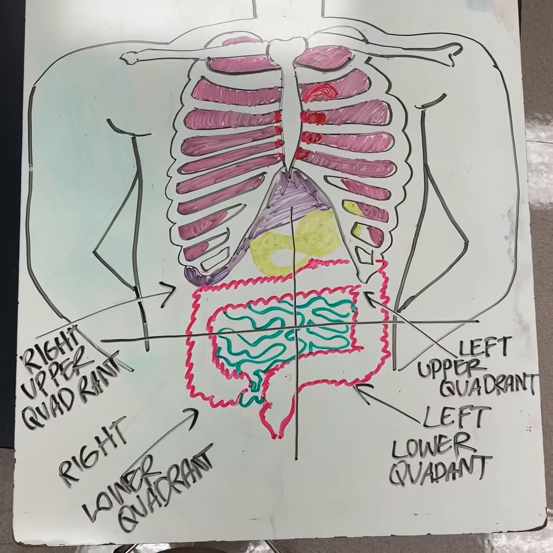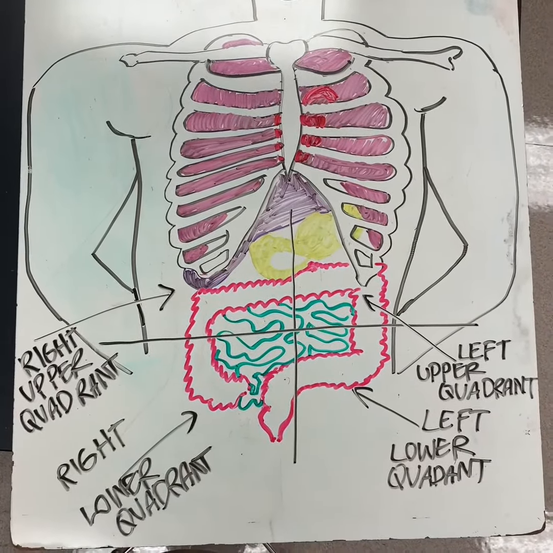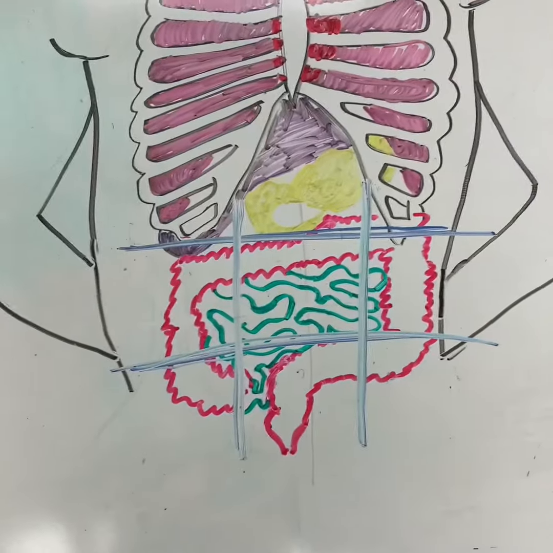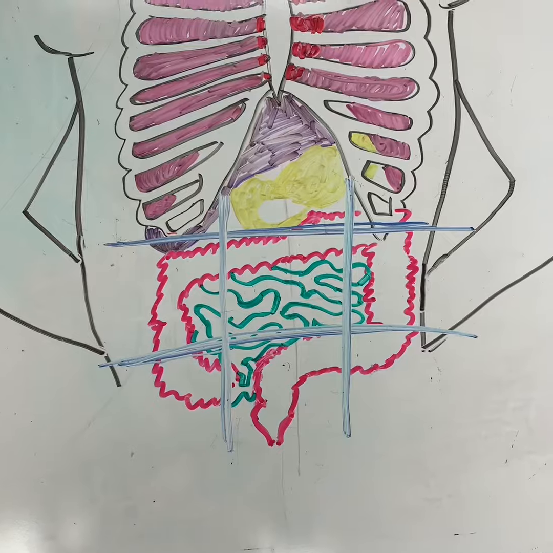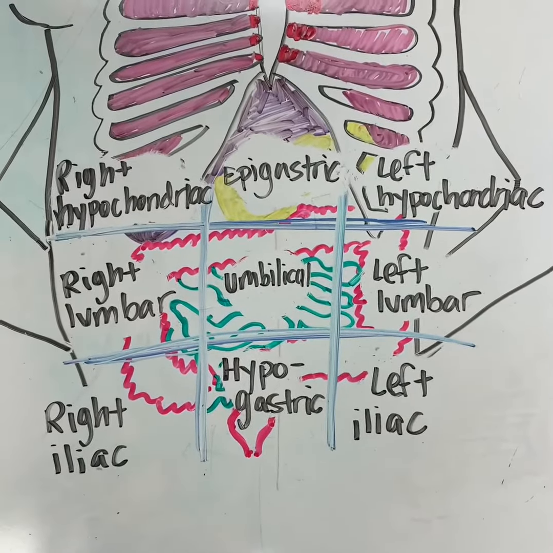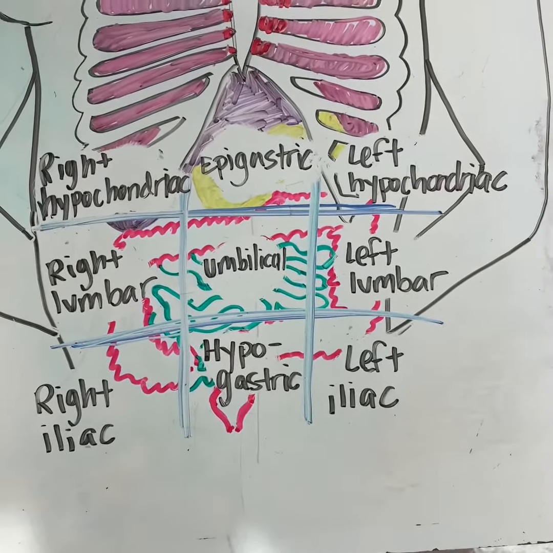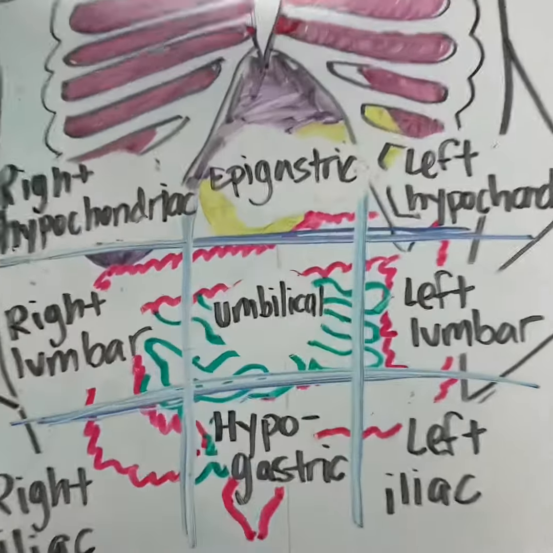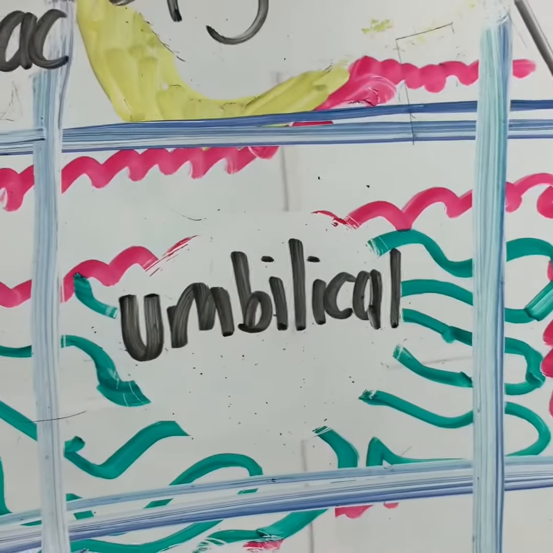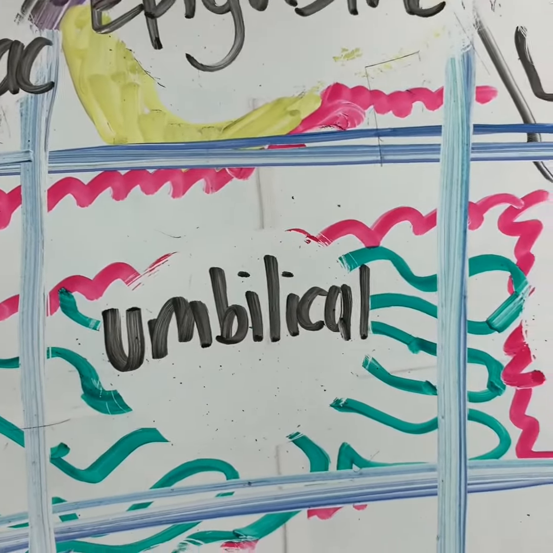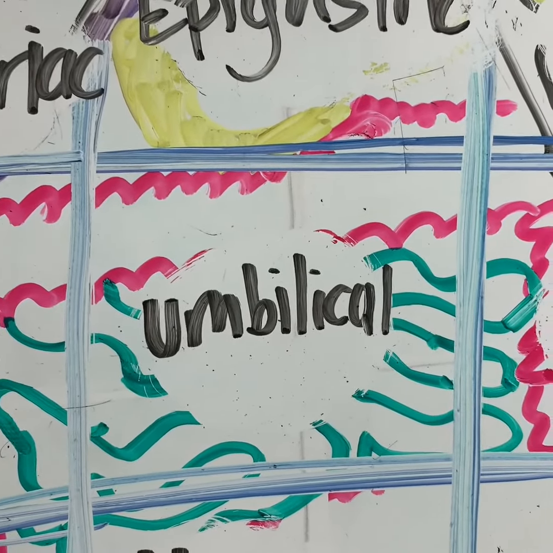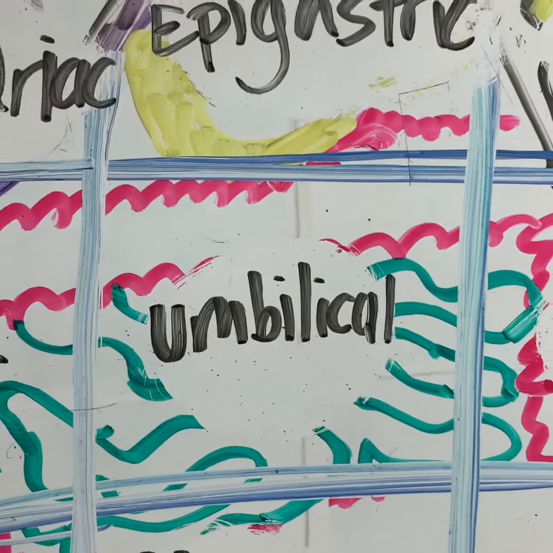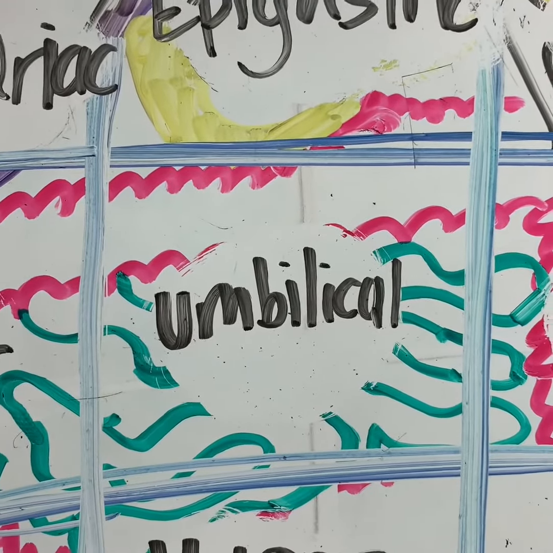Not only do they divide this abdominopelvic area into quadrants, but regions. There are 9 abdominopelvic regions. These are the 9 abdominopelvic regions. The umbilical region is the centralmost region. It includes the navel, where the umbilical cord attached to the person during development.